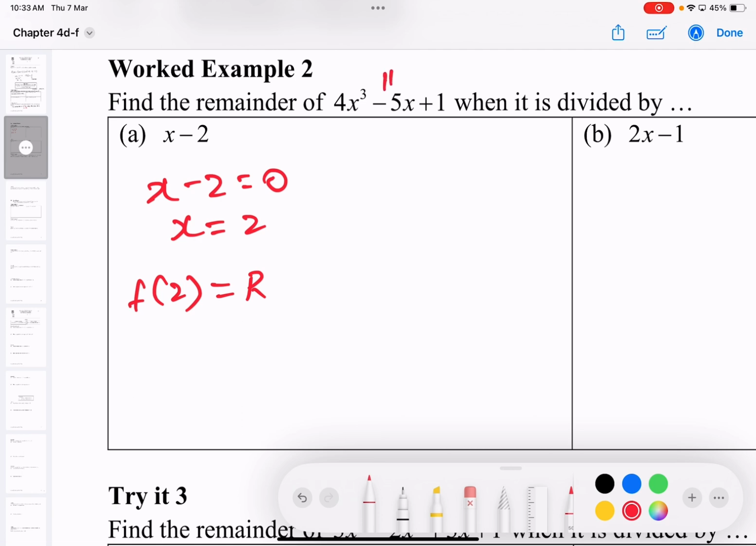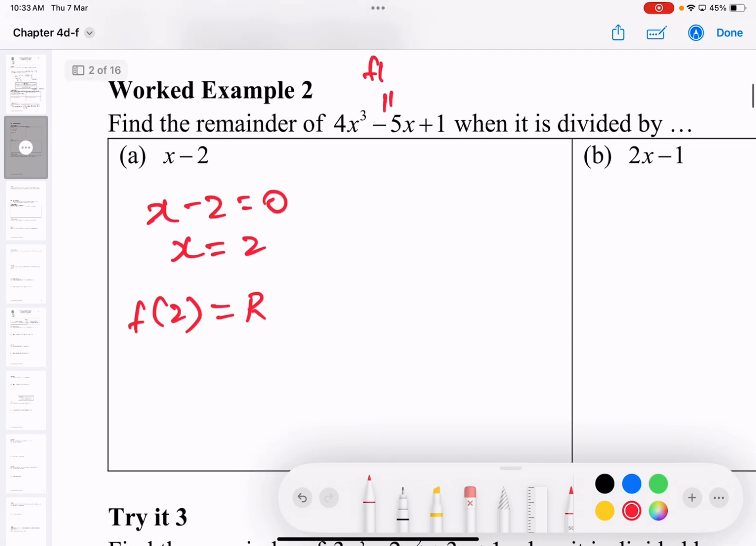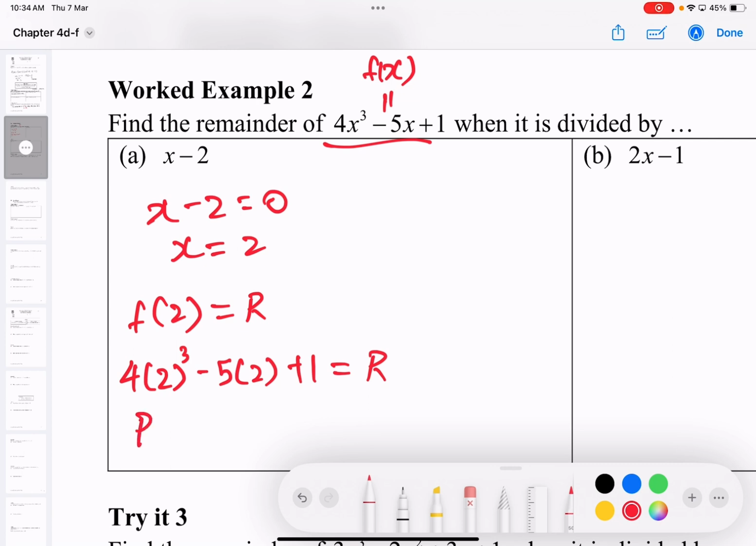Alright, so what is my function? My function is my original. If I substitute in 2 inside here, whenever I see x, I replace it with 2. So let's do that. 4 times 2 to the power of 3 minus 5 times 2 plus 1 equals r. So the remainder, just use your calculator.